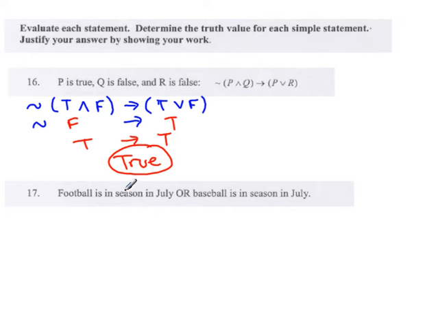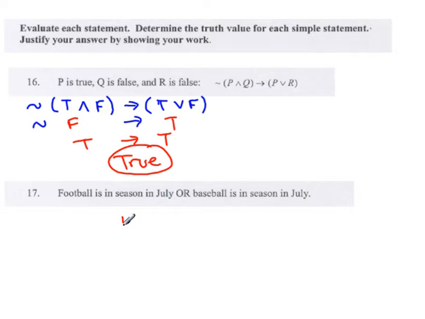Number 17. This requires a little bit of prior knowledge. Football season is in July. Well, hopefully you know that. If you don't, you need to look that up. On the test, I won't give you something that you have to have prior knowledge for. It'll be more like number 16. Okay? But football season is in July.